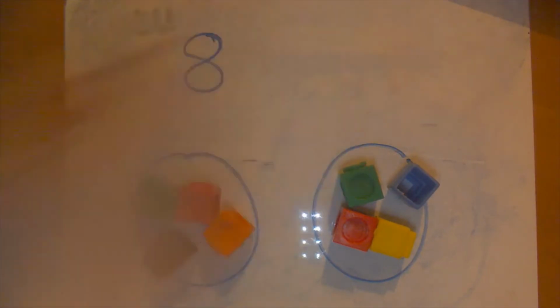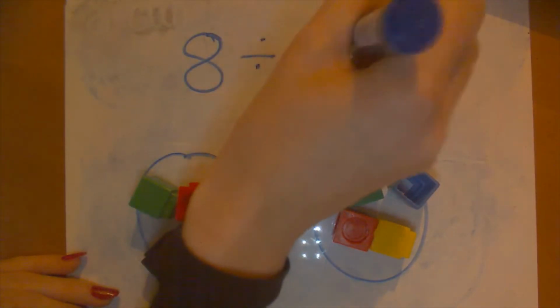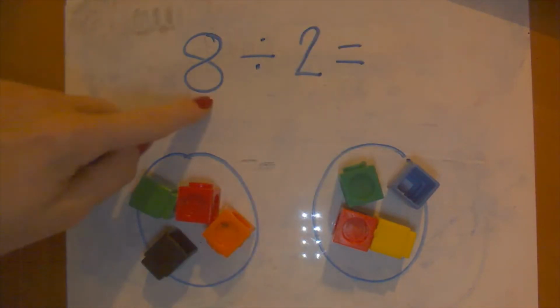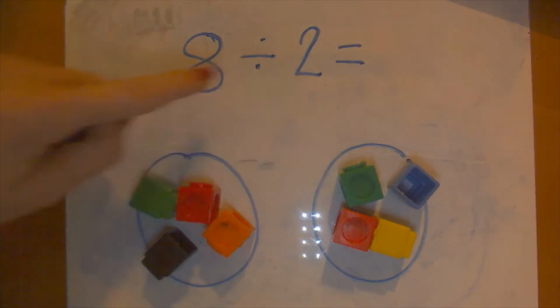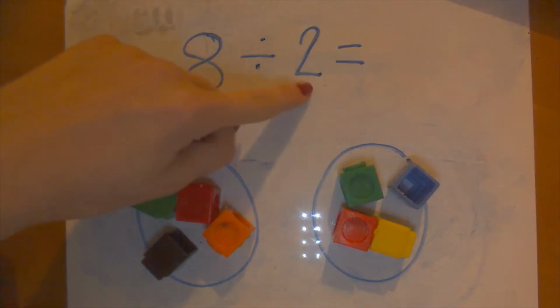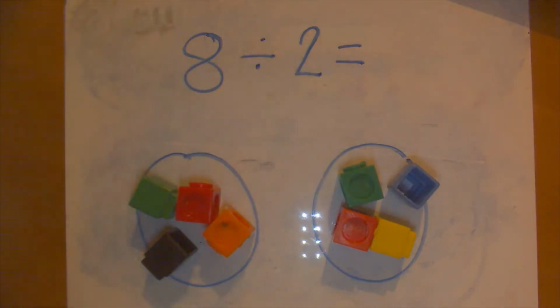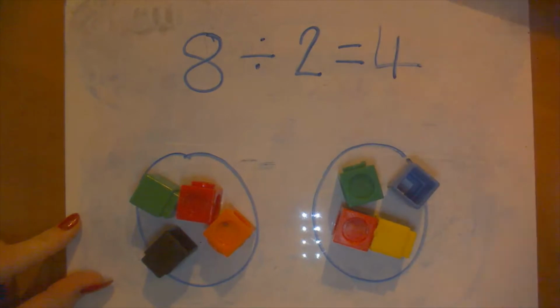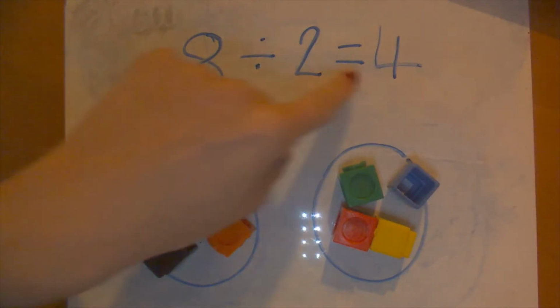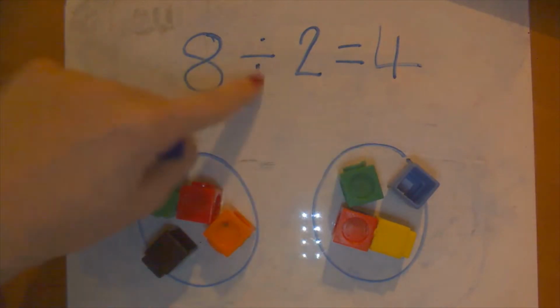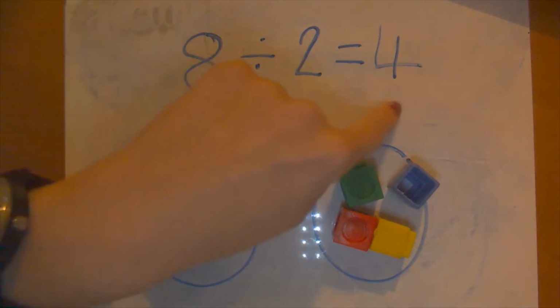So now I have 8 cubes and I have shared them between 2 groups. 8 divided by 2. 8 shared into 2 groups. My answer is how many cubes I have in one group. 1, 2, 3, 4. So 8 divided by 2 equals 4. 8 shared into 2 groups equals 4.